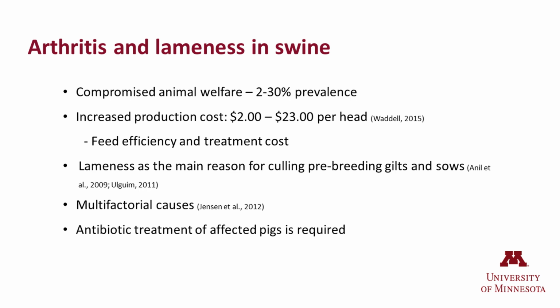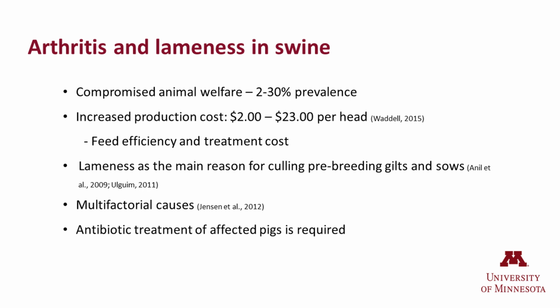There are few reports out there, and there are many confounding factors in all of them, and we see that this varies a lot. However, we see that the main issues are in feed efficiency and treatment costs that are affecting the production cost, but this is a significant cause of lameness.